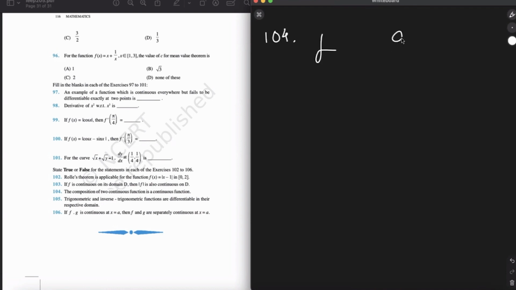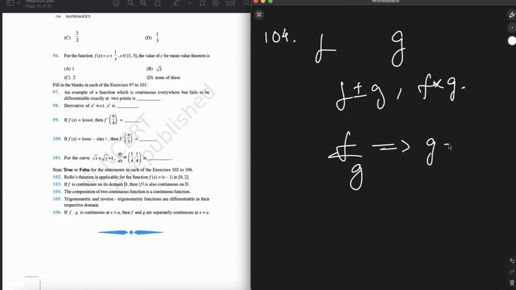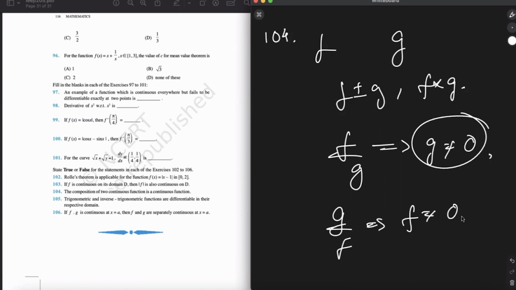If f is continuous and g is continuous, then f plus minus g and f into g are continuous, and f upon g is also continuous, but g should not be equal to 0. Similarly, g upon f is also continuous, but f should not be equal to 0.